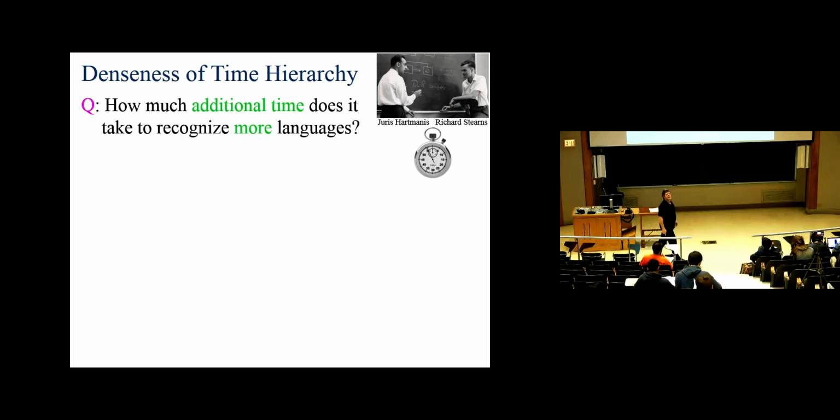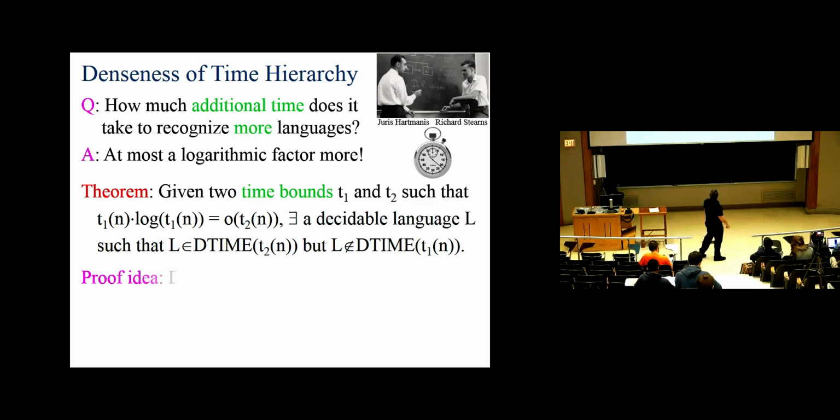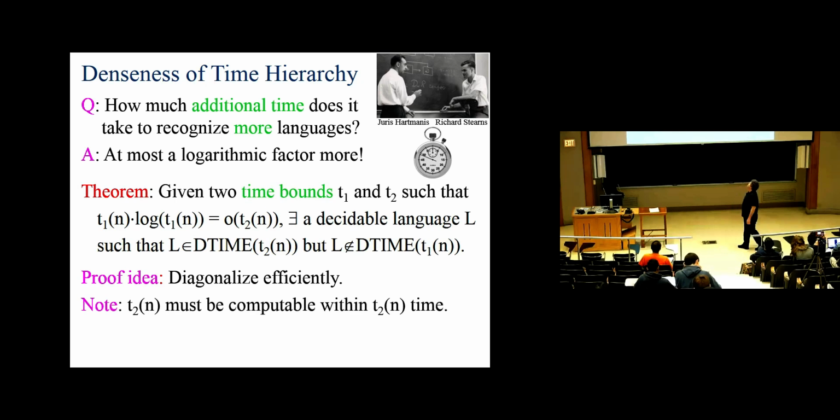Now let's do the same for time. For time, you get another denseness result, but this time, the denseness is not as tight as for space. You have to jump up by a log factor to get new languages, at least a log factor. So if you have two time bounds, T1 and T2, and these are two asymptotic functions, you can recognize languages in time T2 and not in time T1 as long as T1 log T1 is little o of T2. In other words, T2 is greater than T1 by at least a log factor of that T1 function.